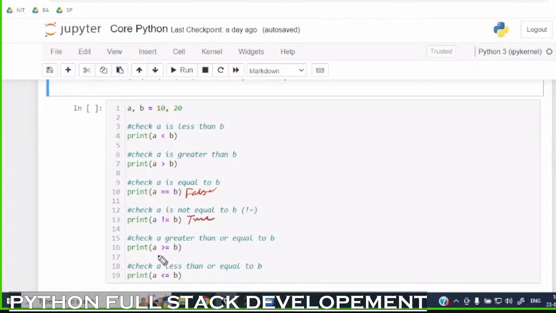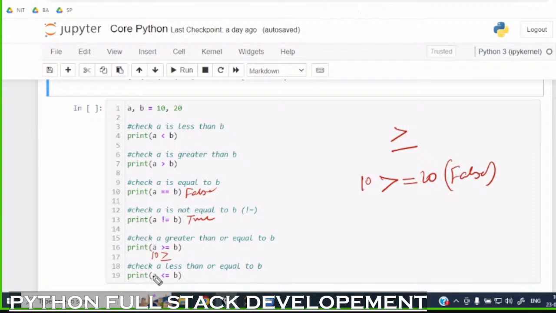Next, a is greater than or equal to b. What is meant by a is greater than or equal to b? It is going to check whether 10 is greater than or equal to 20. Generally we write greater than or equal to like this, but in Python we have to write greater than, equal to. The meaning is the same. So we are asking whether 10 is greater than or equal to 20. Either greater than or equal to, one of them should hold. Since it is not matching either, it is False.